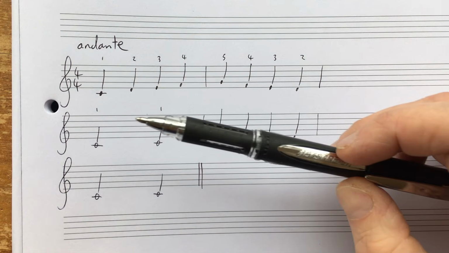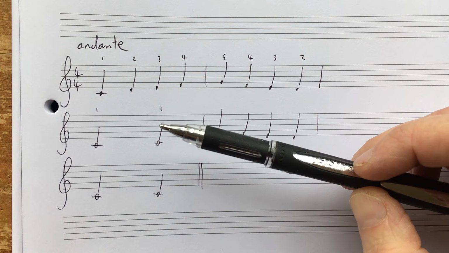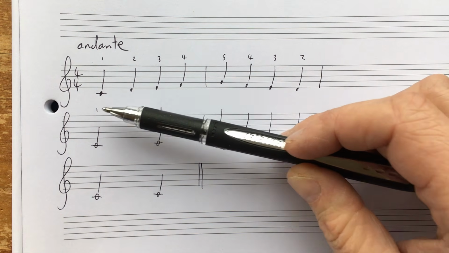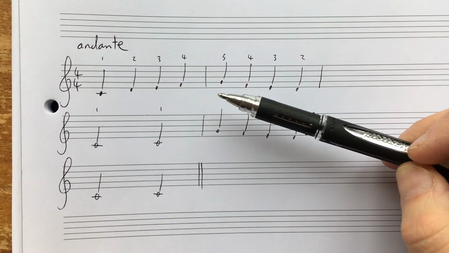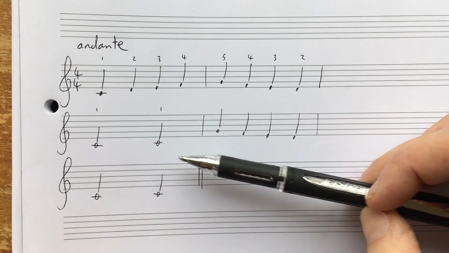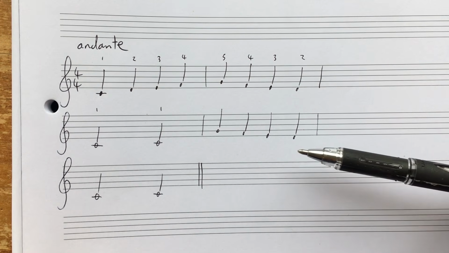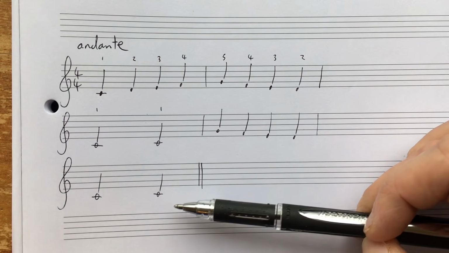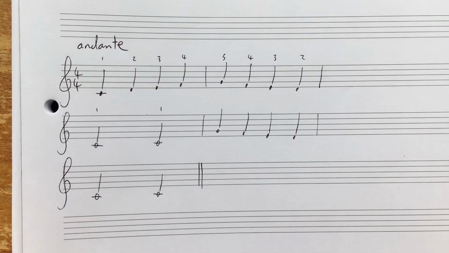Okay, let's do it again. A bar in. 1, 2, 3, 4. 1, 2, 3, 4. 1, 2, 3, 4. 1, 2, 3, 4. 1, 2, 3, 4. And as I say, usually you would clap it.